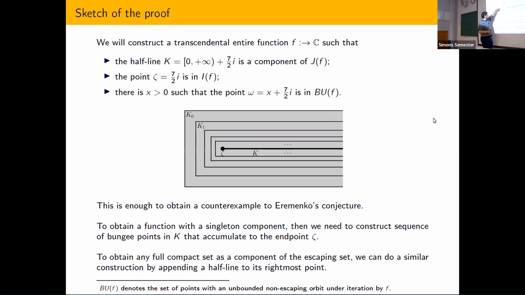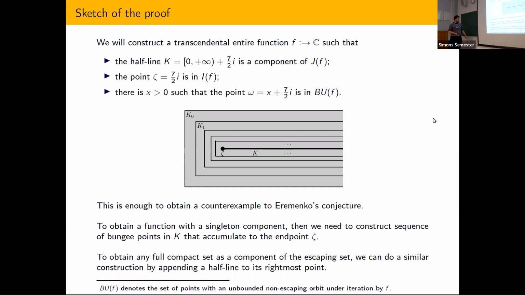So what we will have is this infinite collection of half strips that accumulate to this half line that joins a point zeta to infinity. This line, I call it K. Of course it's not compact anymore, but it plays the role of the K before. So K, again, is an intersection of all these half strips. So we have this point zeta here.